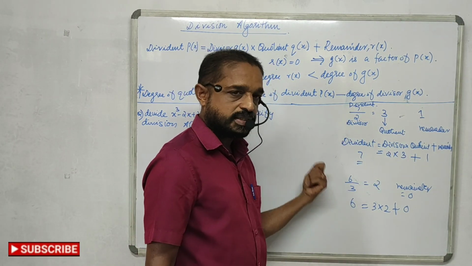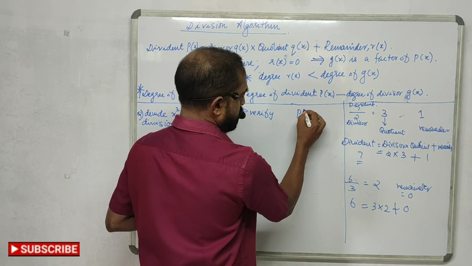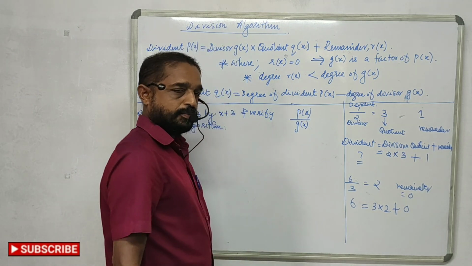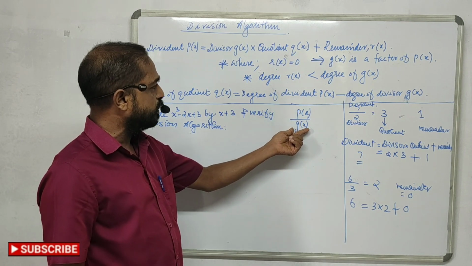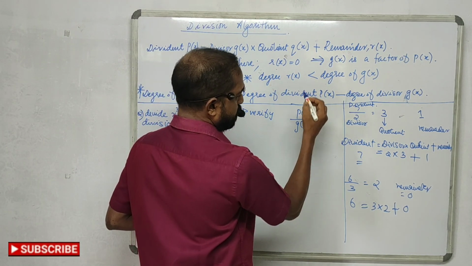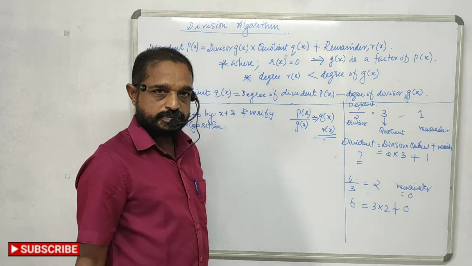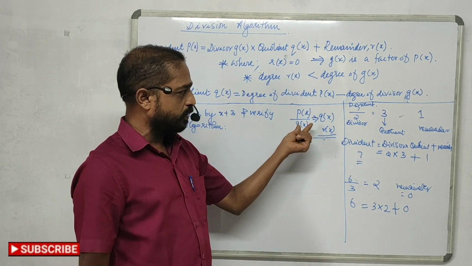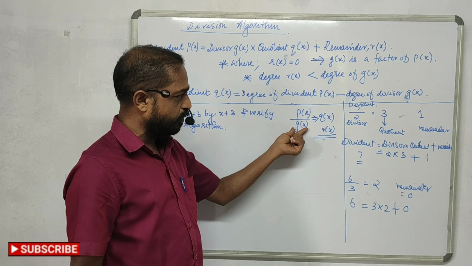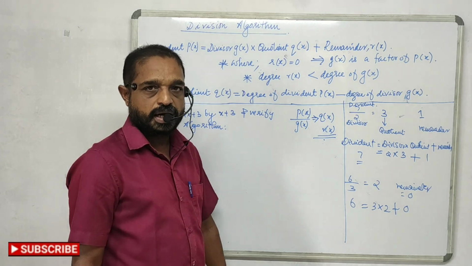Now let us extend this concept to polynomials. Suppose we have a polynomial p of x and we are dividing this polynomial p of x by some other polynomial g of x. And suppose the quotient is q of x and r of x is the remainder. Simply we are extending this result to polynomials. p of x and g of x are two polynomials. We are dividing p of x by g of x. So the quotient is q of x and the remainder is r of x.